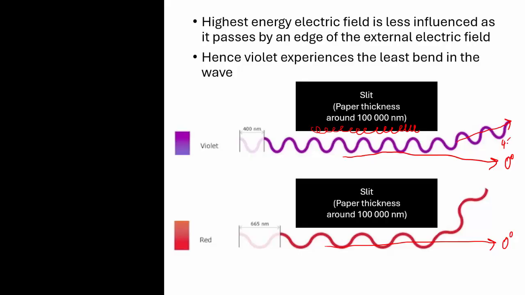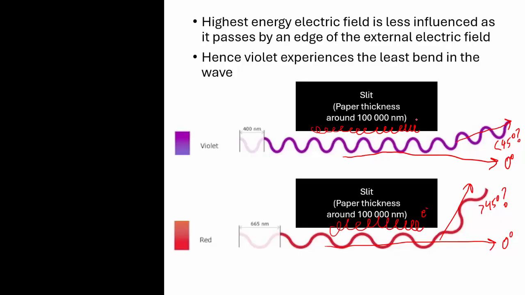So I looked up the paper. It's about 100,000 nanometers in thickness. So the atoms there will have an electric field, and the electromagnetic light wave will go through it. So it will go along the edge of it and touch it. So a low energy red light will be far more likely to be influenced by it. Okay, and so that'll turn, and a purple light less so.